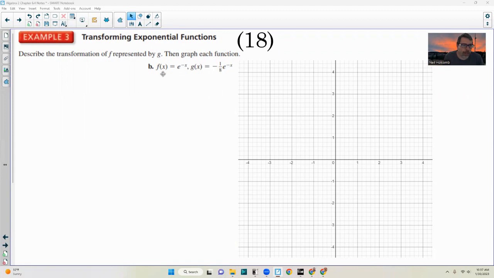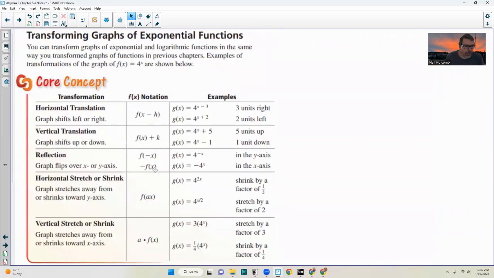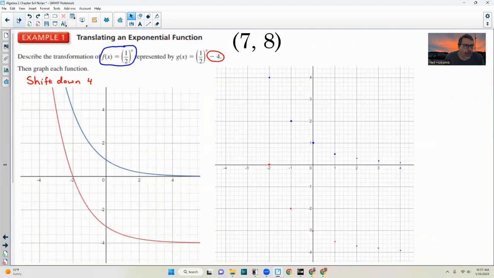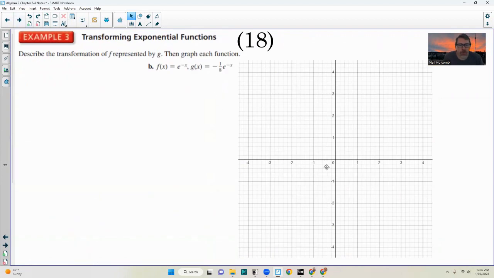So for starters, our beginning function, our initial function, is a reflection of the parent function. Let's go back and remember what the rules say. If you have a negative in the exponent, f of negative x, it is a reflection in the y-axis. So now let's go back to the problem we're on. Think of e to the x, it's a reflection in the y-axis, so it's going to flip over the y-axis.